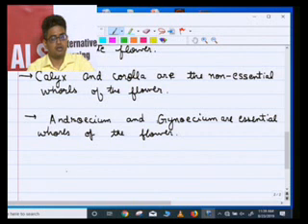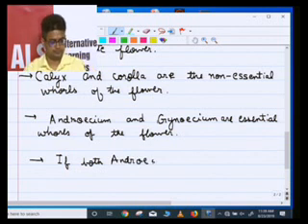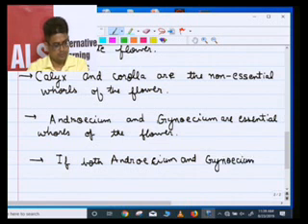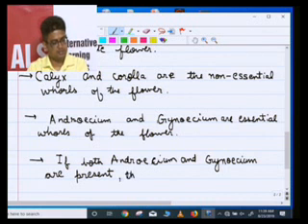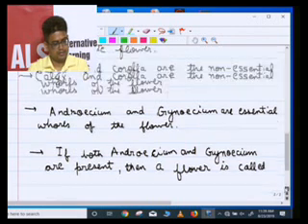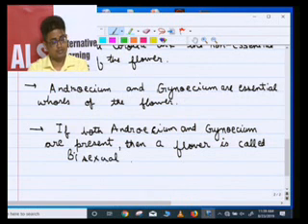Now, if both androecium and gynoecium are present, then the flower is called a bisexual flower. Bisexual flower. This means both sex organs are present.